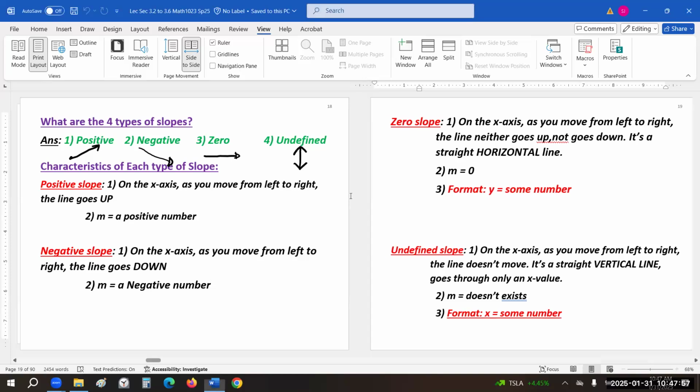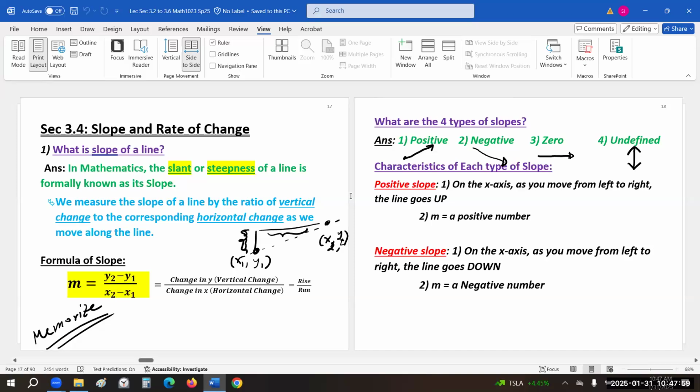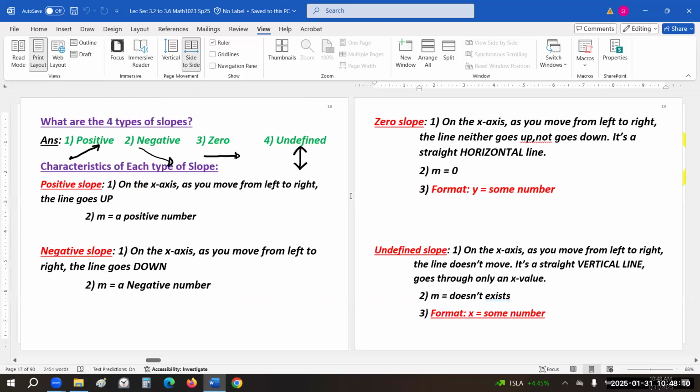So a little recap. What we did, we memorized the equation of the slope if 2 points are given. And then we talked about 4 different types of slope and what are the formats. For example, when you have a positive slope, a line is increasing. When you have a negative slope, the line is decreasing.